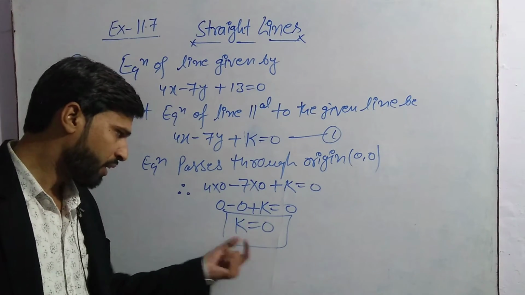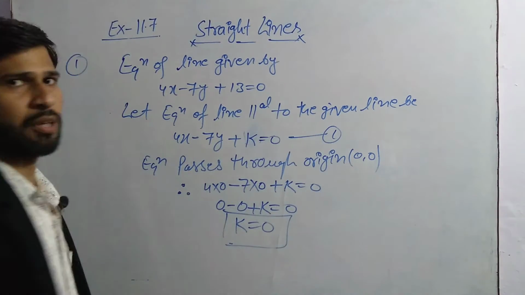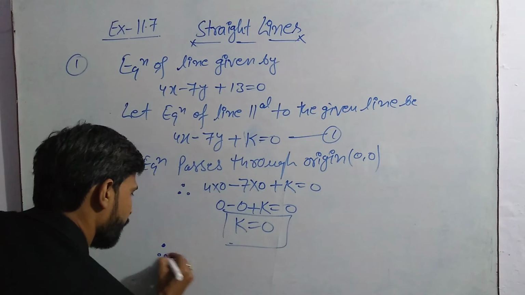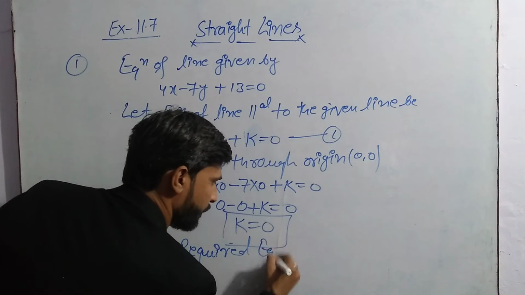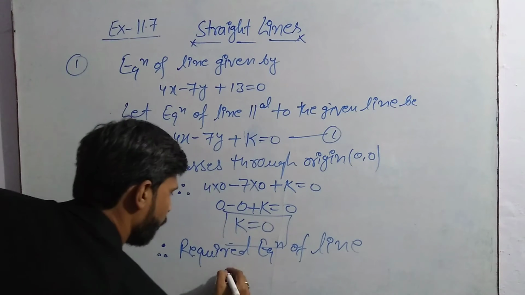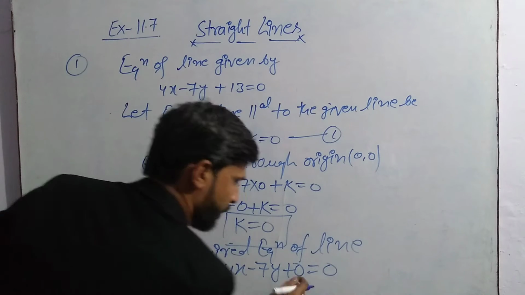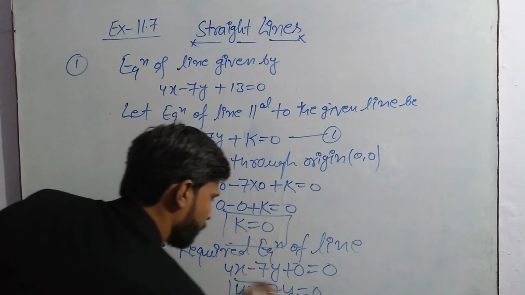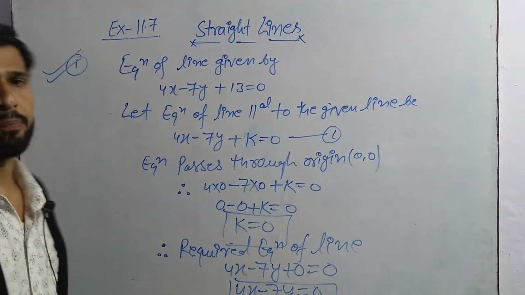Here we have obtained the value of k is equal to 0. Putting this value of k in equation 1, we find the required equation of the line. Therefore, the required equation of the line is 4x minus 7y, substituting k is equal to 0. Therefore the final answer is 4x minus 7y is equal to 0. This is the first question of exercise 11.7.